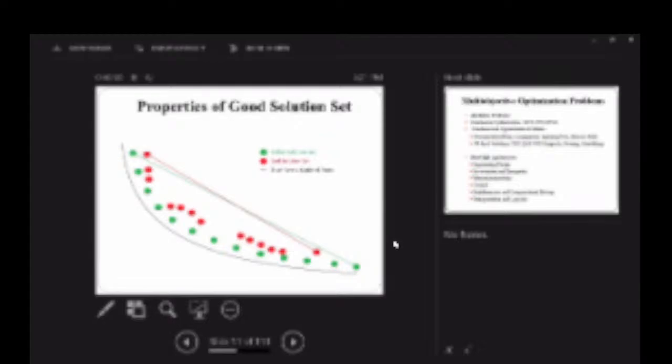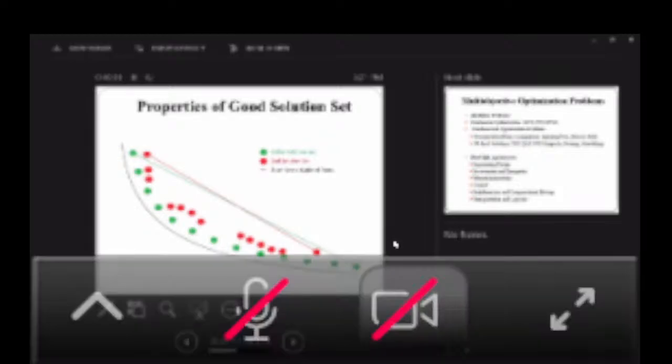With respect to convergence, this continuous line is your true Pareto front. Both are minimizing objectives. So obviously green points are closer than red points. So with respect to convergence, green points are better.